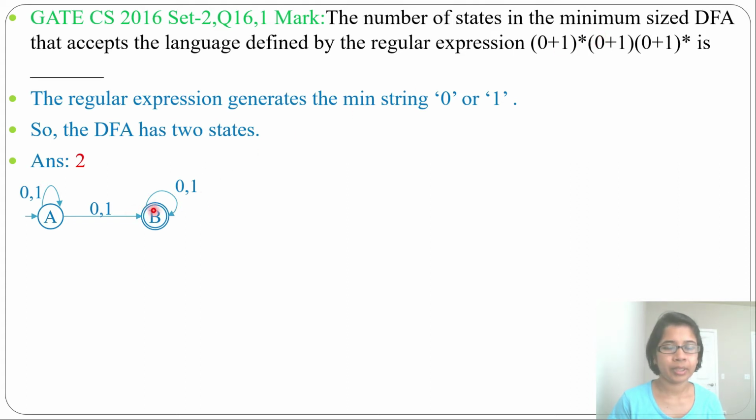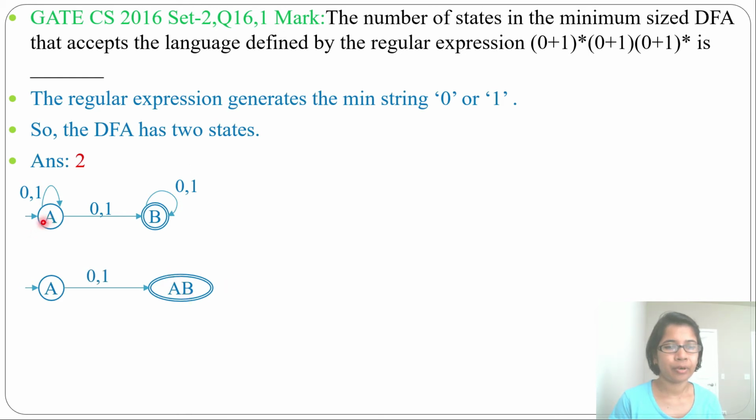Then you can convert this NFA to a DFA. The initial state will be A. Then from A by 0, 1 it goes to state A and it goes to state B. So create another state AB, and that will be a final state as it contains state B. And from A by 0, 1 it goes to state AB.